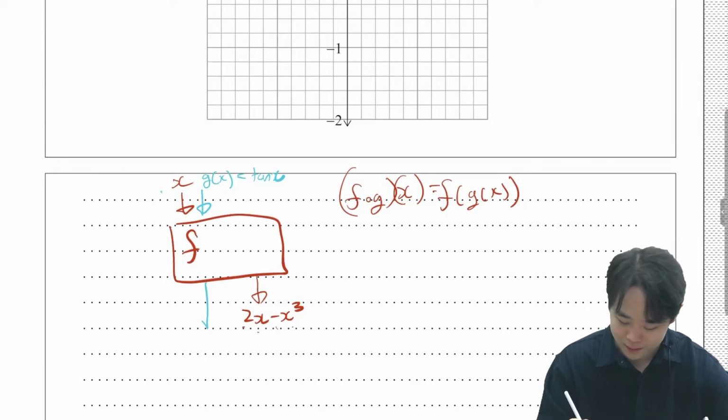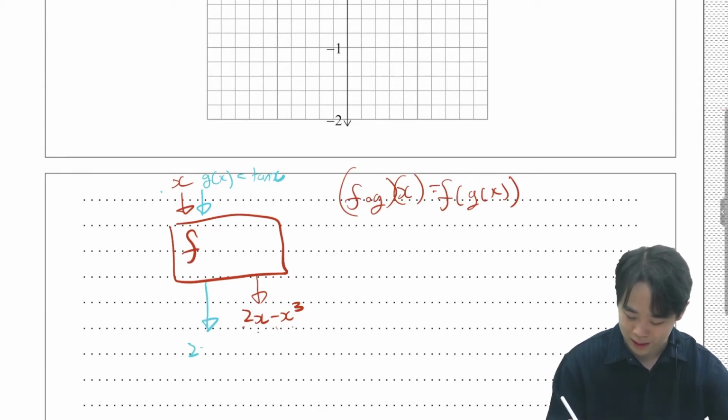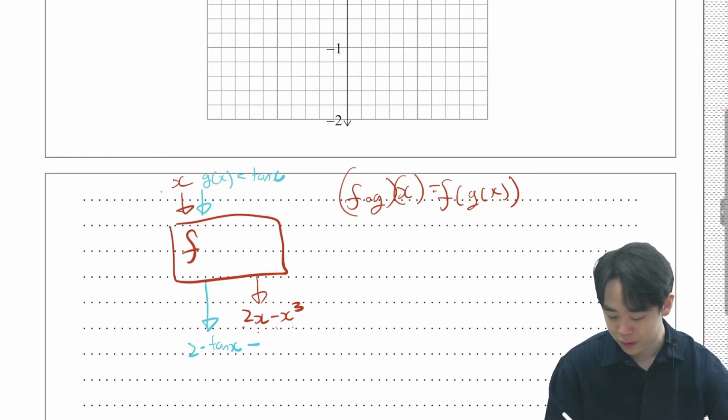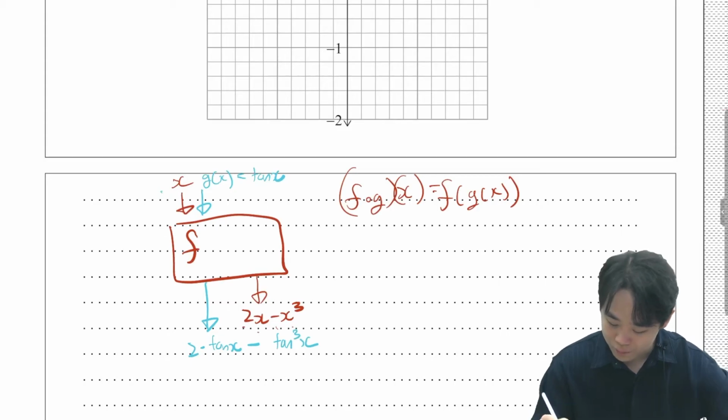So the same thing happens. Instead of 2 times x, we get 2 times tangent x. Instead of the cube of the original value, we're going to get tangent cube x. So the expression we're looking for is basically going to be 2 tangent x minus tangent cube x.